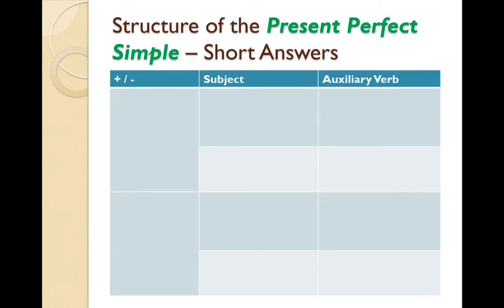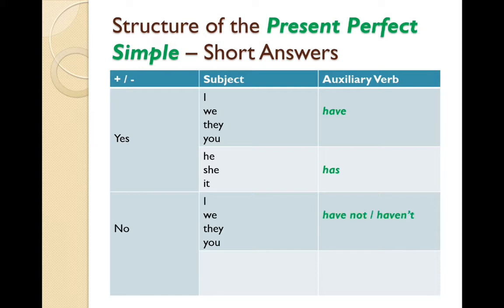Now let's look at the short answers. Have you done your homework? Yes, I have. Yes, we have. Yes, they have. Yes, you have. Yes, he has. Yes, she has. Yes, it has. No, I haven't. No, we haven't. No, they haven't. No, you haven't. No, he hasn't. No, she hasn't. No, it hasn't.